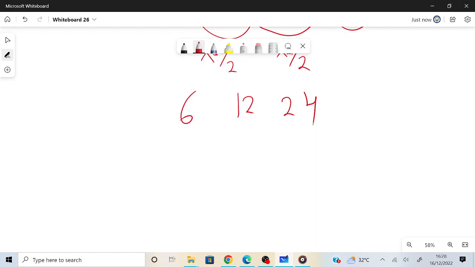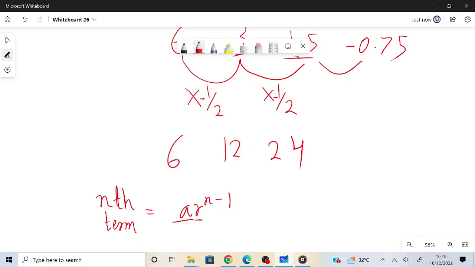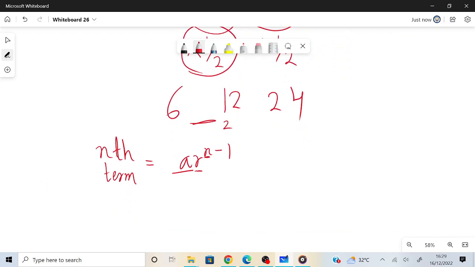The first formula that is worthy of considering is the nth term formula. So the nth term is equal to A R to the power of n minus 1, where A is your first term, and r is the common ratio. The common ratio is simply the number that you're timesing by. So in this example here, minus 1 over 2 is the common ratio. In this example here, it's 2, that's the common ratio, because I times 6 by 2 to give me 12. I times 12 by 2 to give me 24. So r is the common ratio, and n is the term that you're looking for.